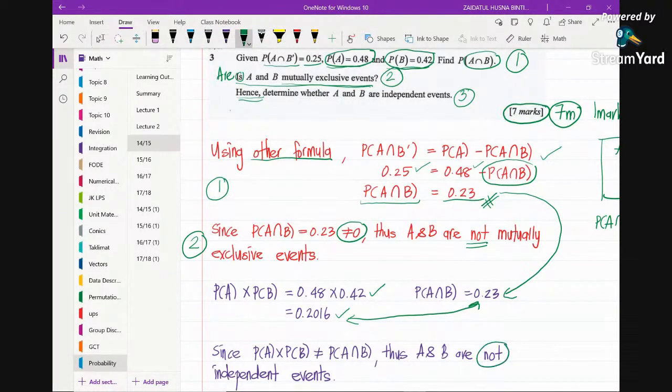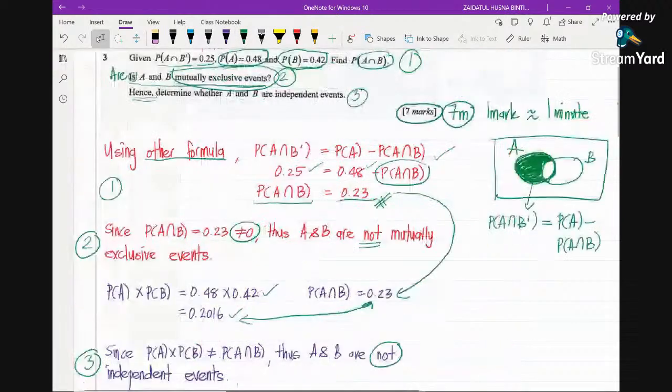I hope you understand the difference between mutually exclusive and independent events. Mutually exclusive events are where the two events cannot happen at the same time, while independent events means the occurrence of one event does not affect the occurrence of the other. If they are independent, P(A) times P(B) equals P(A intersect B). But now because the values are not equal, our conclusion is they are not independent events. I hope this is clear enough.